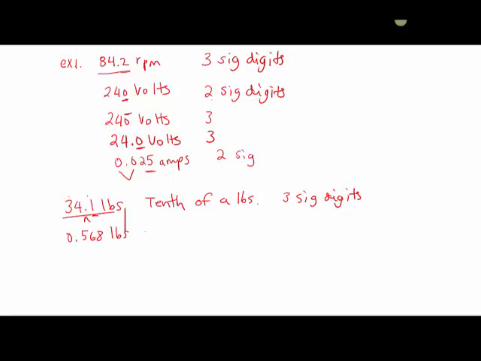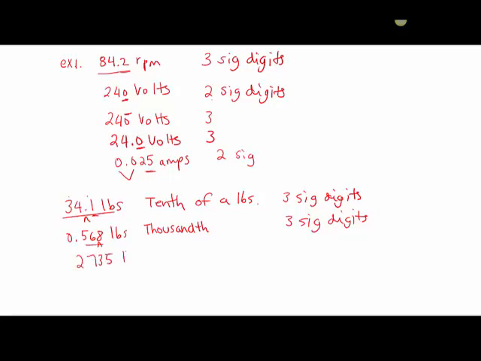What about this one? 0.568 pounds. We're looking at this value here: tenths, hundredths, thousandths. So it's going to be precise to the nearest thousandth of a pound. And it's also got 3 significant digits. Okay? All right.